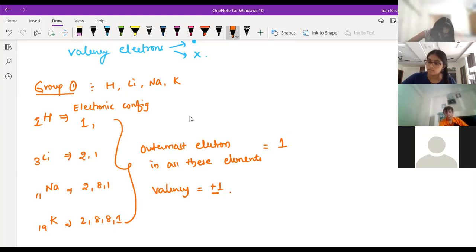Suppose all these are reacting with chlorine. What is the formula for hydrogen? HCl. What about lithium? LiCl only, right? Because here only +1, here -1. Both will cancel each other. The compound should always be neutral.